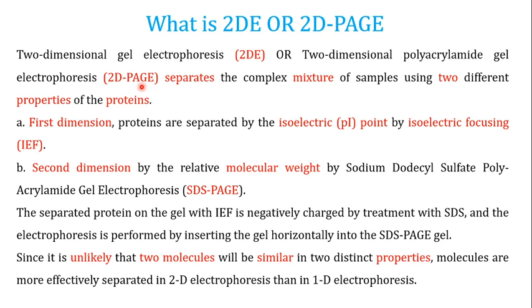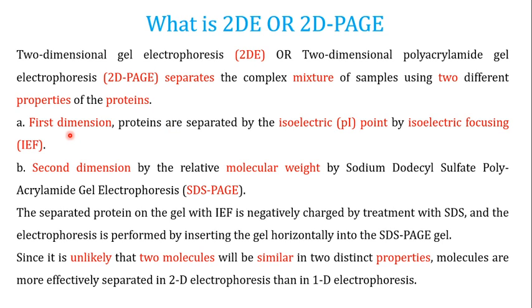Now 2DE or 2D PAGE actually separates complex mixtures of samples containing proteins using two different properties of the proteins in this particular mixture. Now the first property that two-dimensional gel electrophoresis exploits for separation of the proteins is known as the isoelectric point, and the technique which utilizes the isoelectric point as a source of separation of the proteins is known as isoelectric focusing.